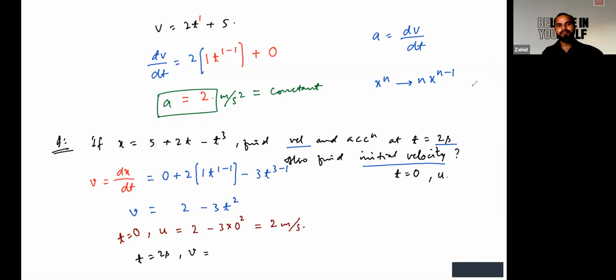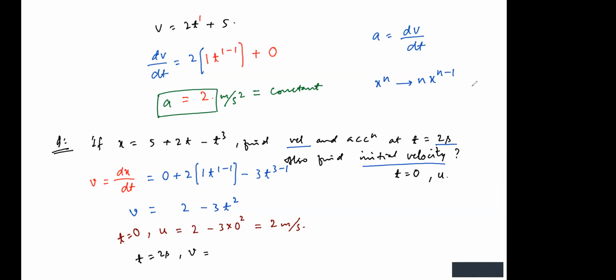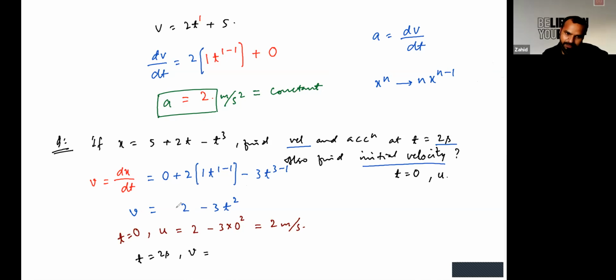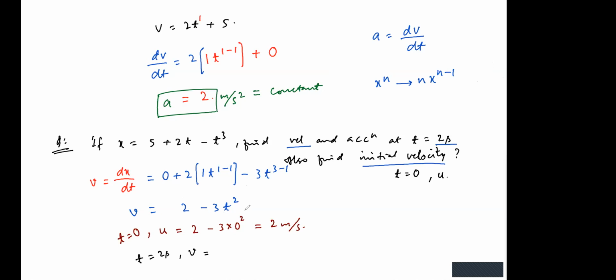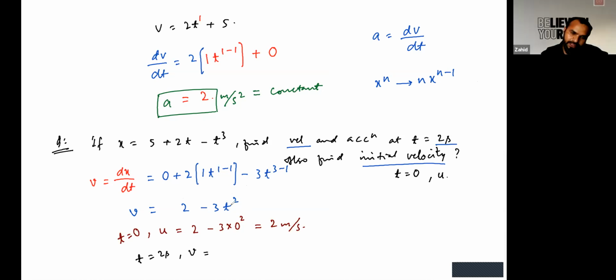Khalid, any doubt? No, sir. Did you get the same expression for velocity on differentiating? Yes, sir. Okay, just put the value of t to be 2 seconds to find velocity at 2 seconds. Salman, send me your answer.